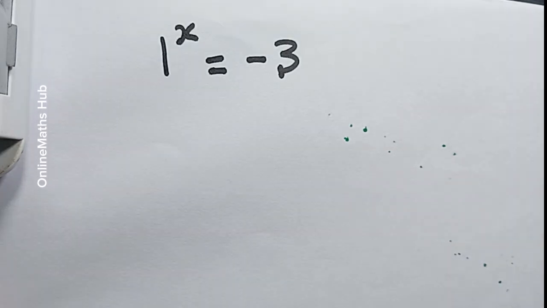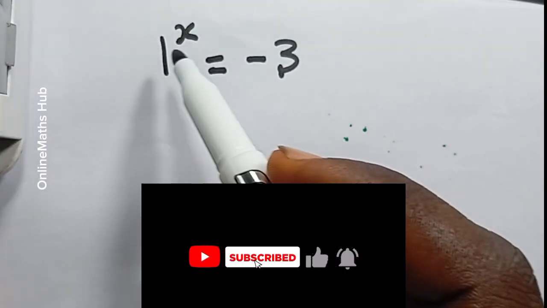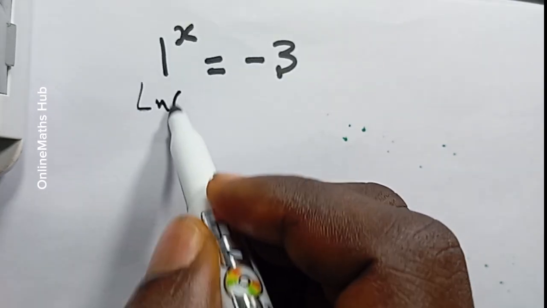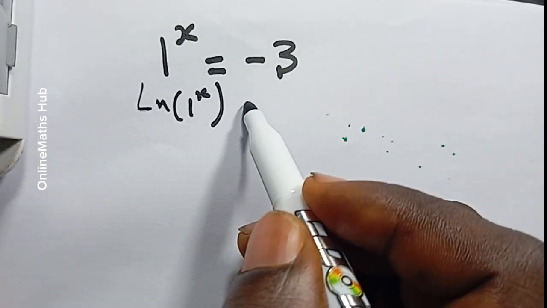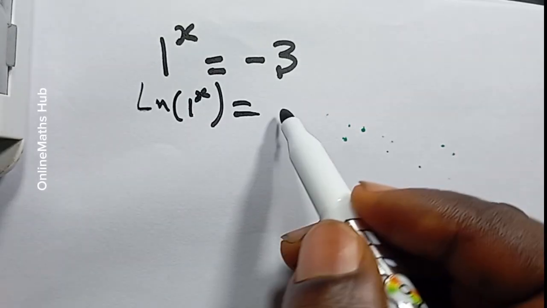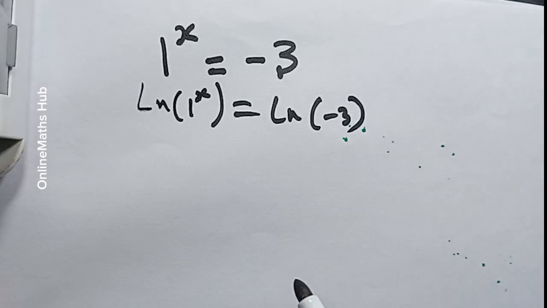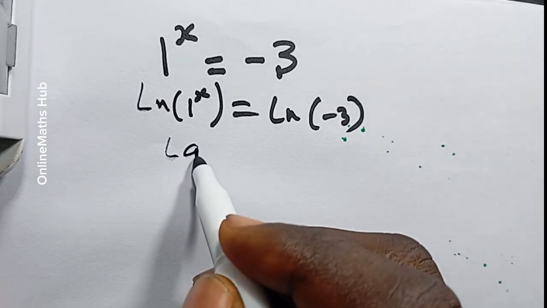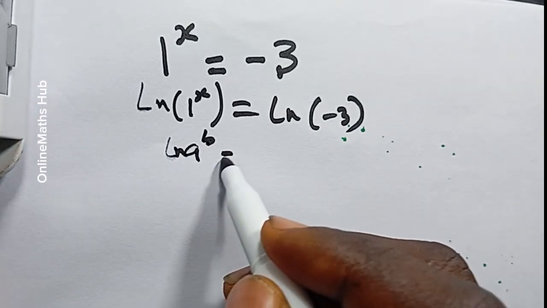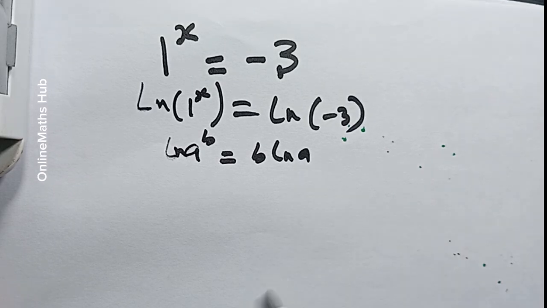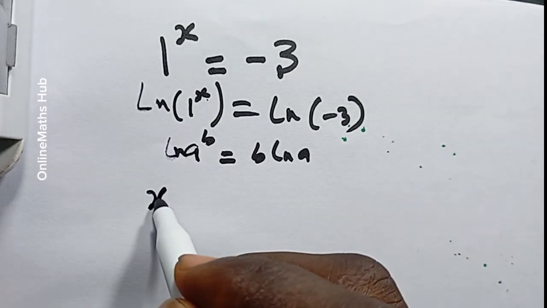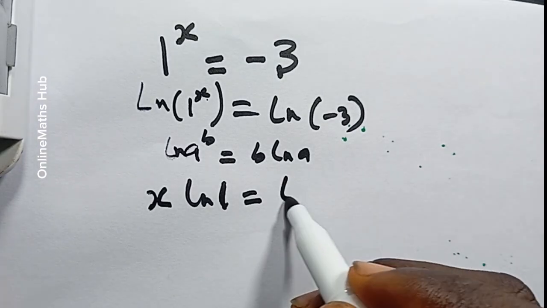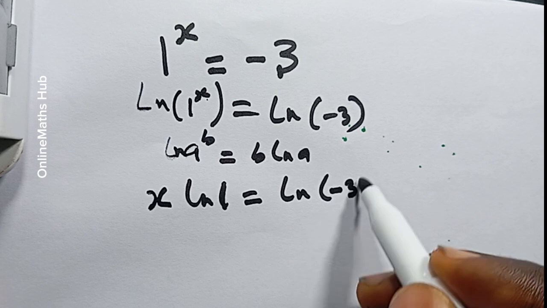Okay, so one of the basic things I can do at this point is just to take the natural log of both sides so that I can be able to bring down this unknown. So if I do that, I'm going to be having the natural log of 1 power x is equal to the natural log of negative 3. Okay, and then of course using the property of natural log of a power b, you can actually use b to multiply the natural log of a. Okay, so that if I bring this one down, I'm going to be having the x multiplied by the natural log of 1, and is equal to the natural log of negative 3.